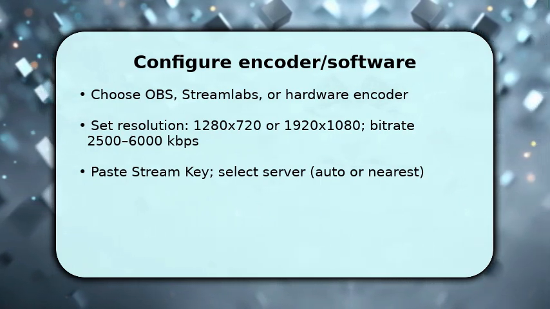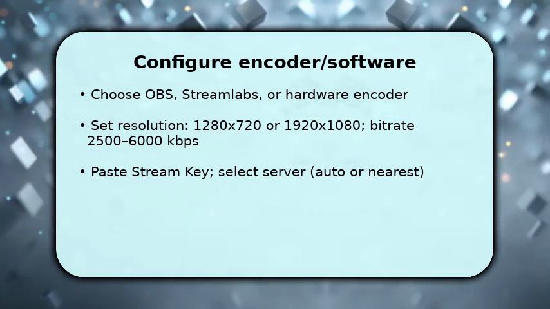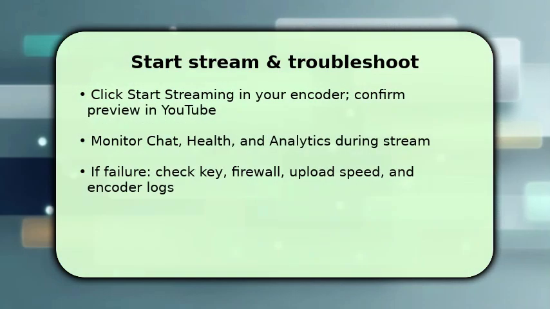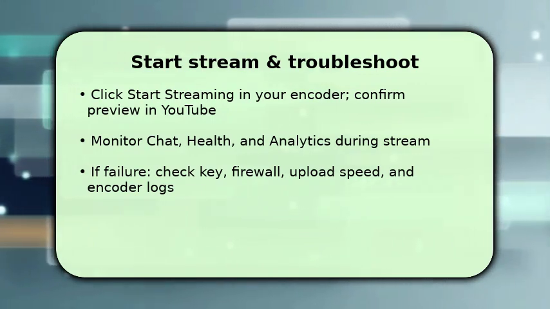To go live, press Start Streaming in your encoder and switch to YouTube Studio. You should see a live preview and health status. Once preview looks good, click Go Live on YouTube and monitor chat and analytics for dropped frames or bitrate warnings.